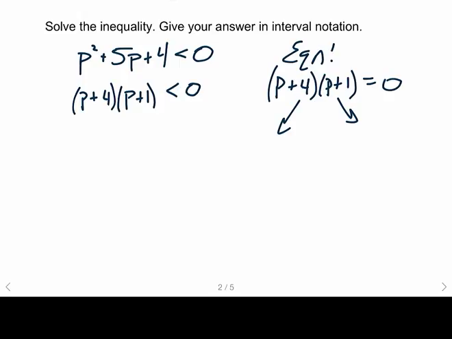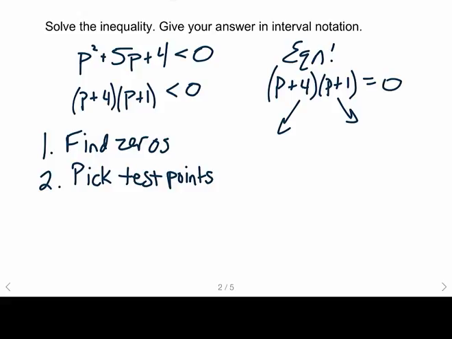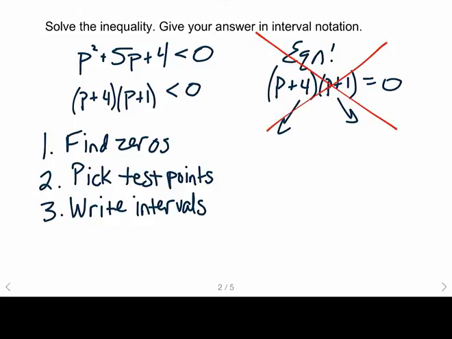What I'm going to do is a basic three-point strategy. First, I'm going to find the zeros. Then, I'm going to pick test points that are in intervals defined by the zeros. And then finally, I'm going to write down intervals that indicate the solution. But whatever you do, do not split an inequality that has factors into separate inequalities.